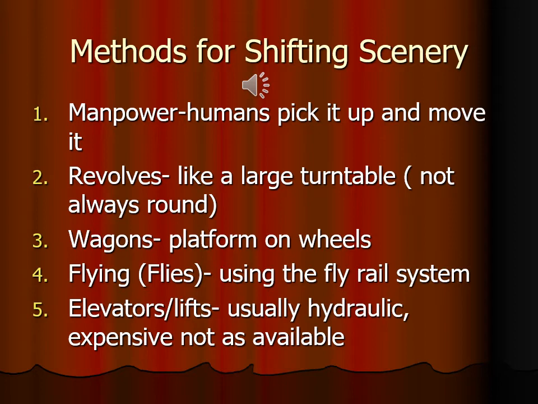In theater, wagons are platforms on wheels. They're usually low to the ground, but they can be really high. You can have multiple wagons, multiple platforms that can be moved around on the stage. Again, this is usually in conjunction with something like a revolve, or often using the fly rail system, the flies. The next slide is going to show you the fly rail system.